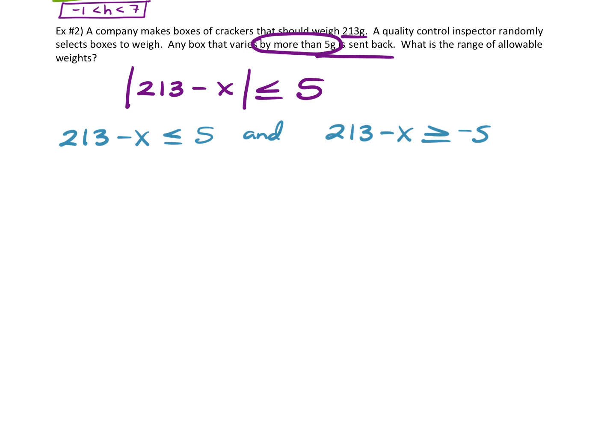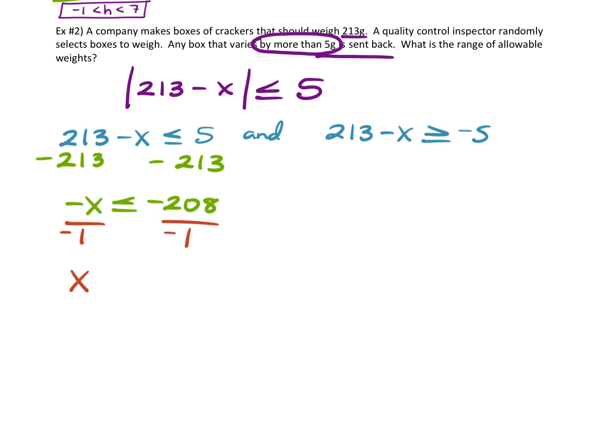Okay. There's a couple ways you could do this. What would you do first? If you were going to solve the one on the left, what would you do? Subtract 213. Okay, so if we subtract 213, then you get -x is less than or equal to 5 minus 213, which is -208. What do you have to do next? Divide by -1. What happens when you divide by -1? You flip. So it's going to be x is greater than or equal to 208 for one of them.